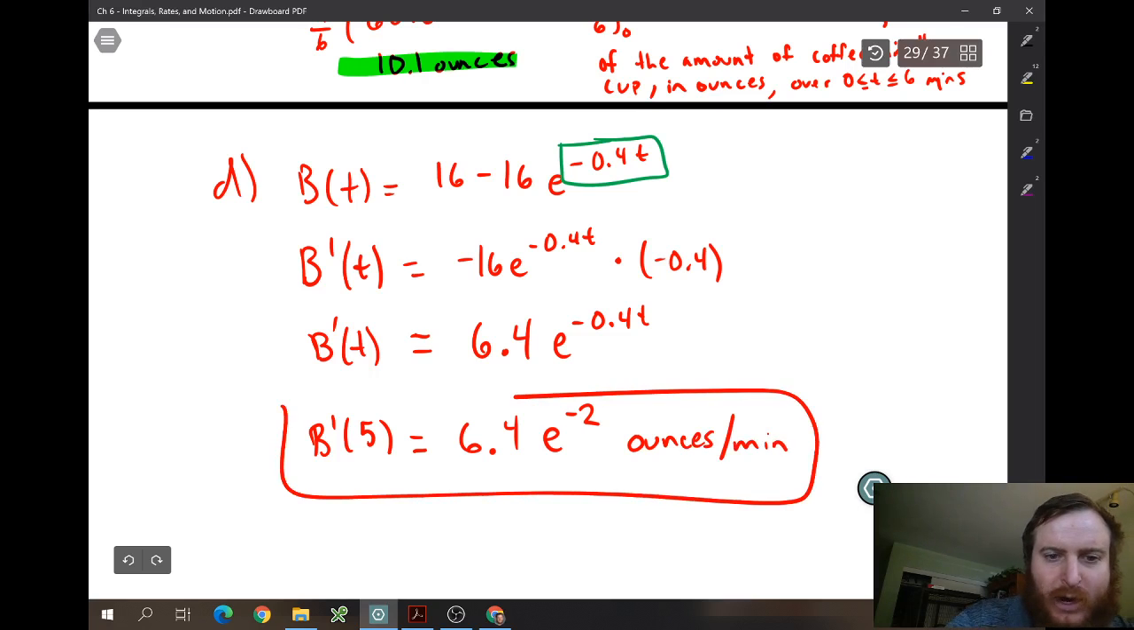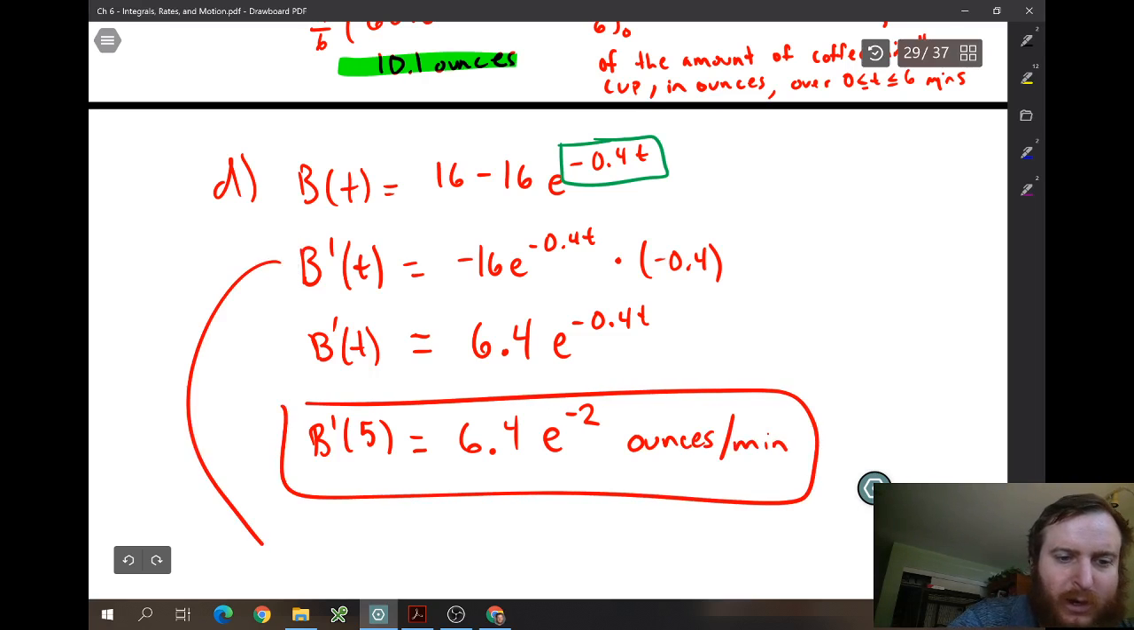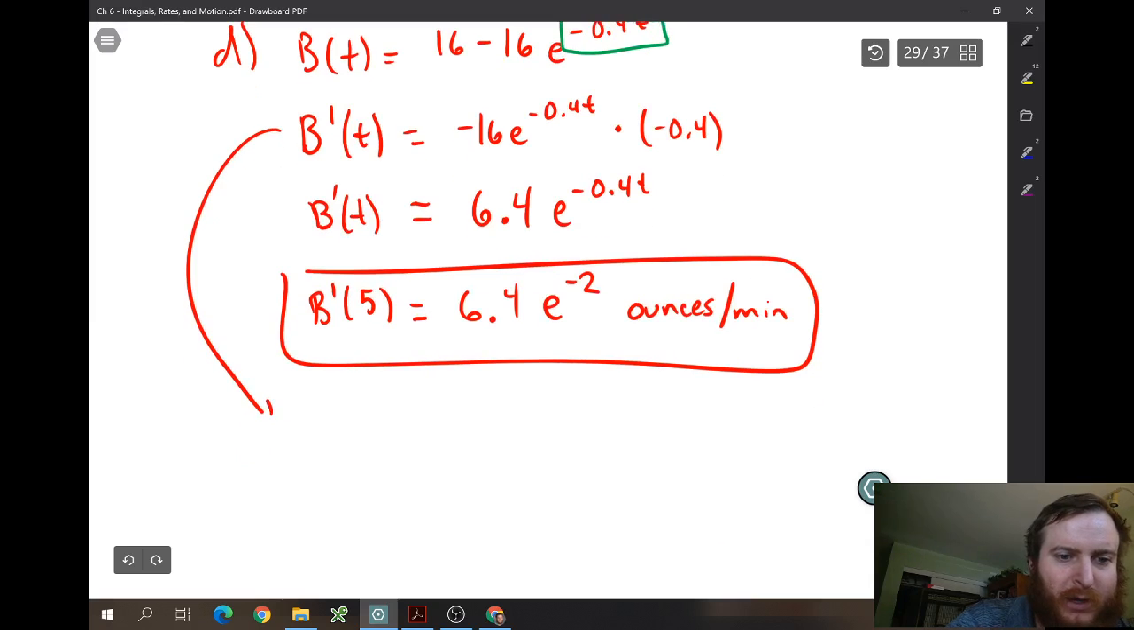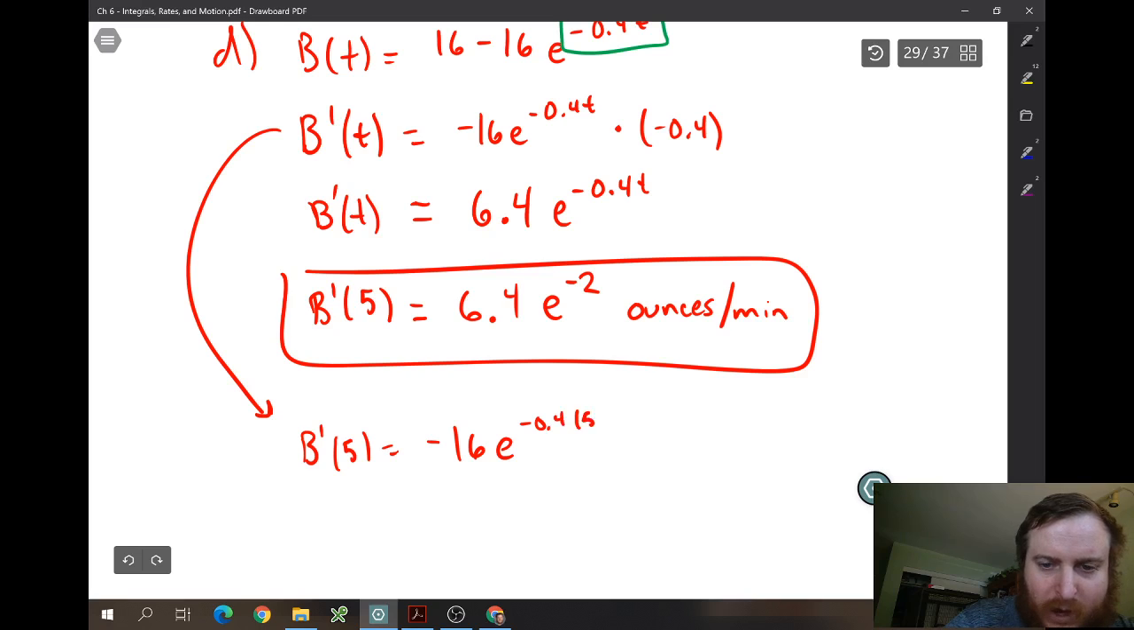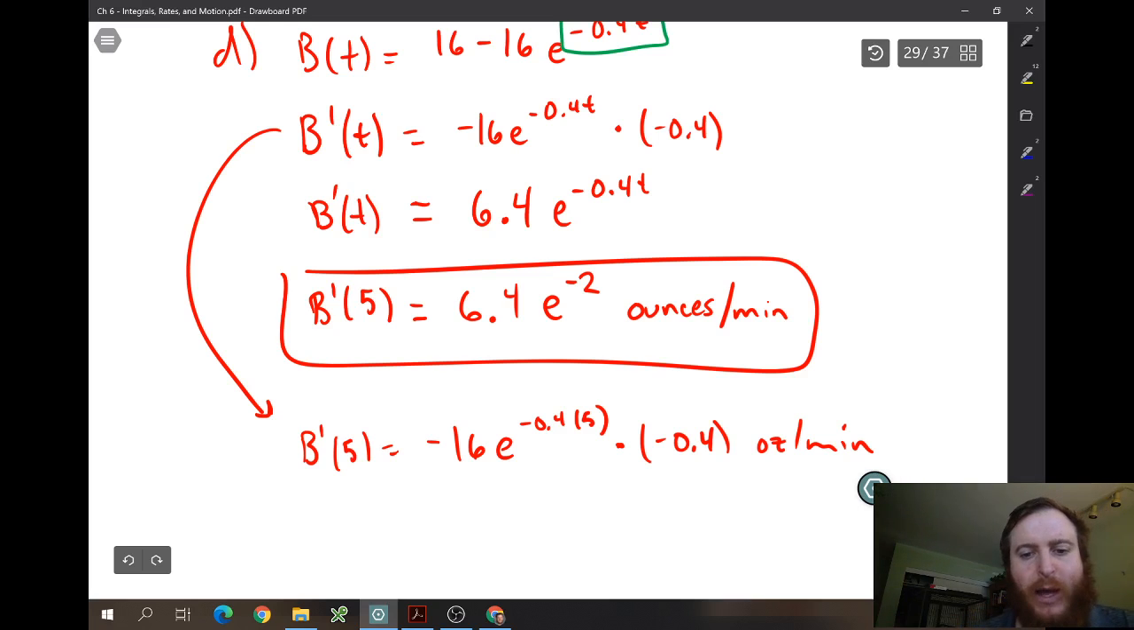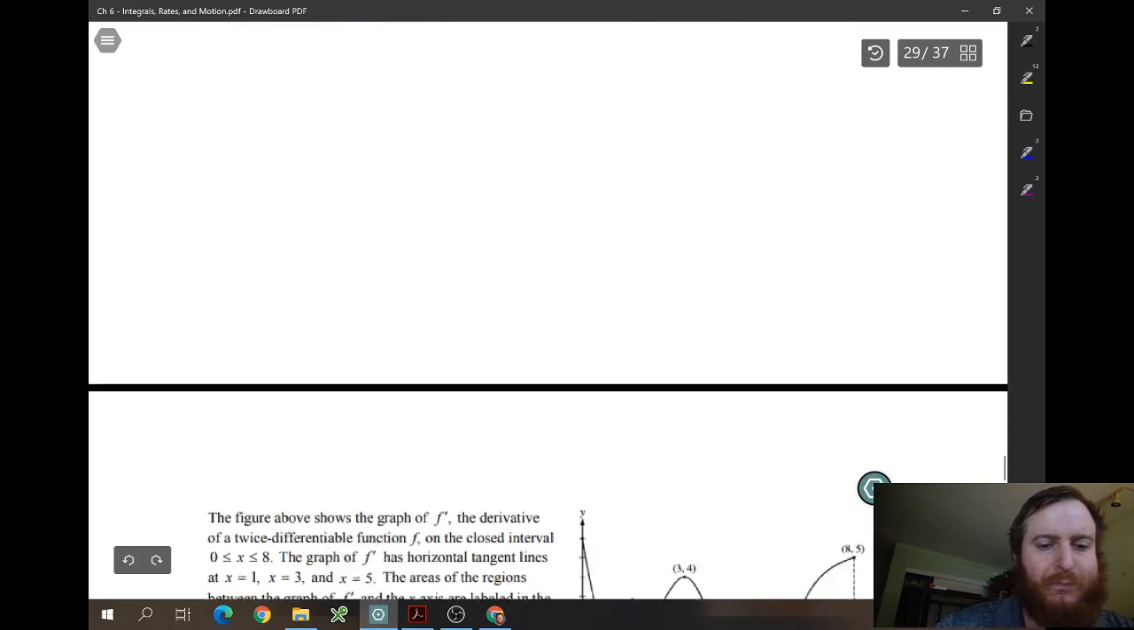So that's our answer. Now, if you had just left it here, I want to show what you could have also done: you could have said b prime of 5 equals negative 16 e to the negative 0.4 times 5 times negative 0.4 ounces per minute, and you would have gotten full credit on the AP exam. You don't have to show all of your work there. You just need to plug in the numbers, right? You don't need to simplify them.